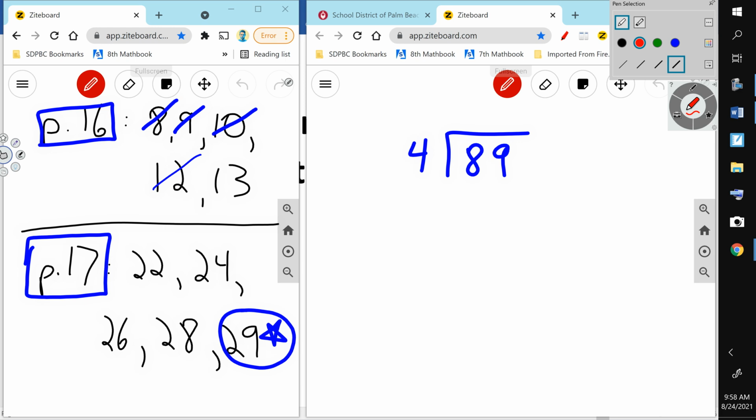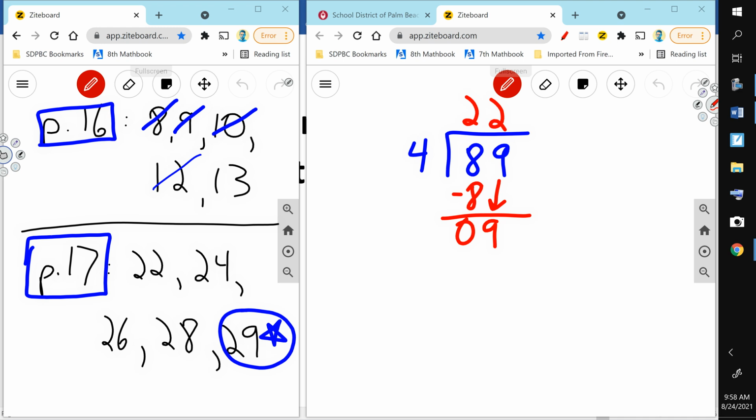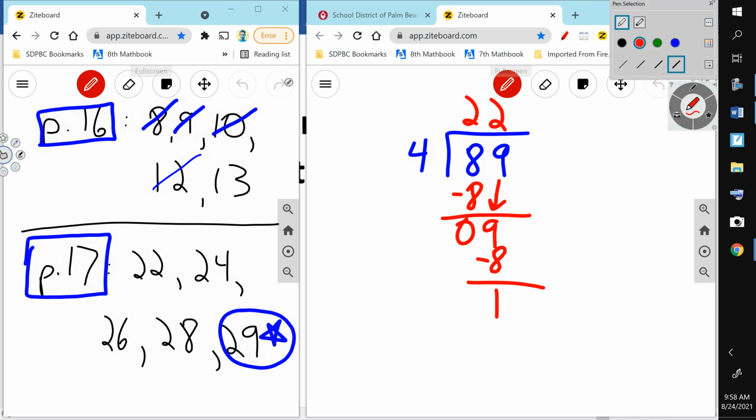So let me get you started. 4 goes into 8 twice. That's nice. Bring the 9 down. 4 goes into 9 twice. Multiply 4 times 2 to get 8 again. We have a remainder. So what do we do now? We've got to go decimal, decimal, 0. Bring the 0 down. 4 goes into 10 two times, oh look, another 2.